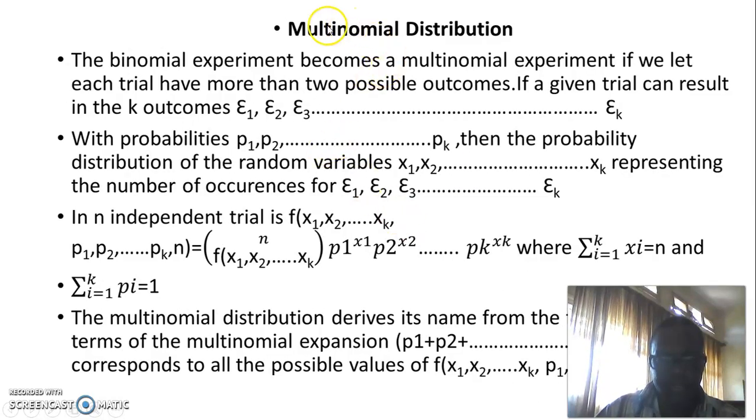Multinomial distribution. Remember, the binomial experiment has two outcomes, a success or a failure. Whereas when we have more than two levels of outcomes, and this experiment is repeatedly done, then the distribution that we shall get is called a multinomial distribution.